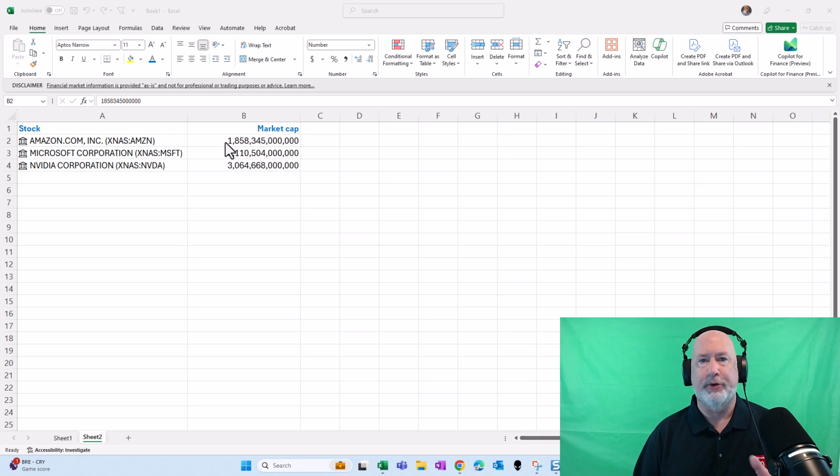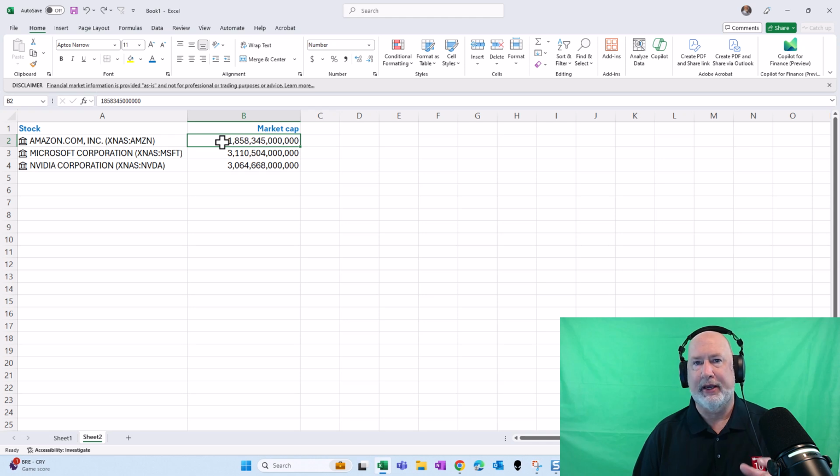Hello, Chris Menard with an Excel quick tip dealing with really large numbers. I have the market cap for these three stocks sitting over here. Those numbers are all in the trillion, sometimes difficult to read and also sometimes difficult to read in a chart.